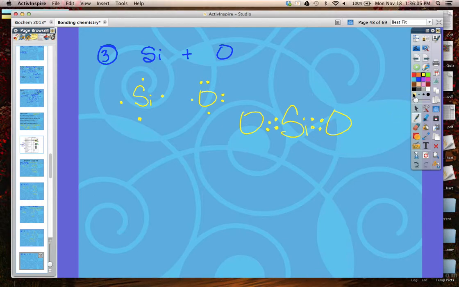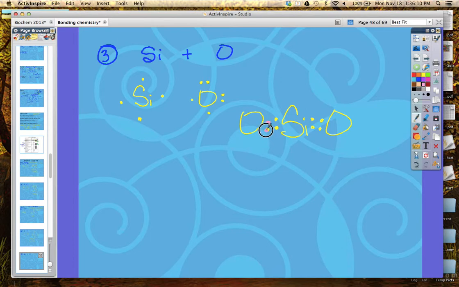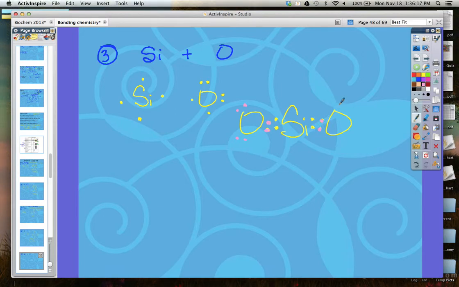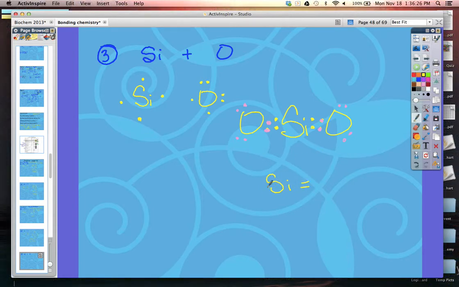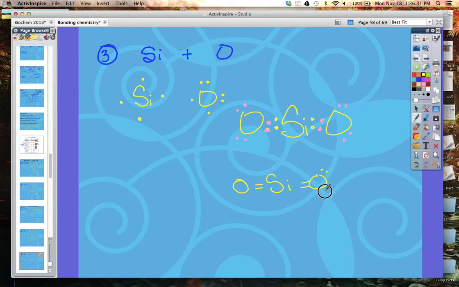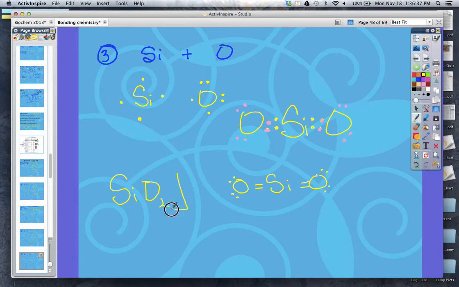You have to remember that oxygen has 6 electrons. So 6 of its electrons are going to look kind of like this. 2 of them have to be in between the silicon and the oxygen. So that gives me a double bond between them. I end up with SiO2. My formula is SiO2.